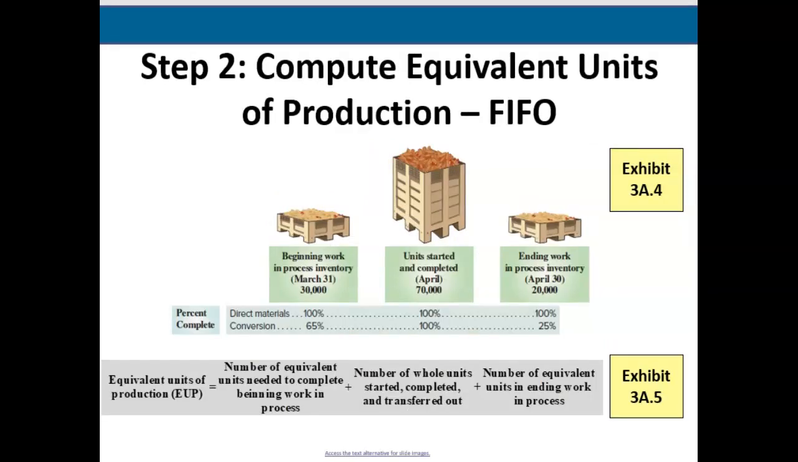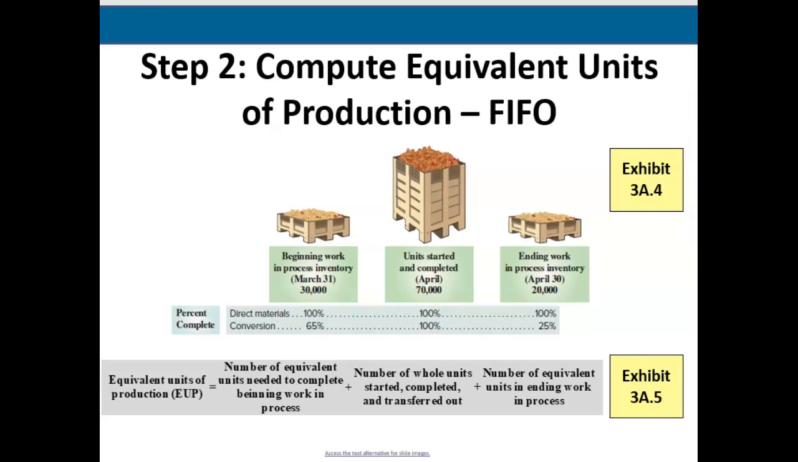To compute equivalent units of production for FIFO, we have our formula here. So step 2, EUP is the number of whole units that could have been started and completed given the cost incurred in the period. Exhibit 3A.4 shows percent complete data for direct materials and conversion for the roasting department. The percents are needed to compute equivalent units of production.